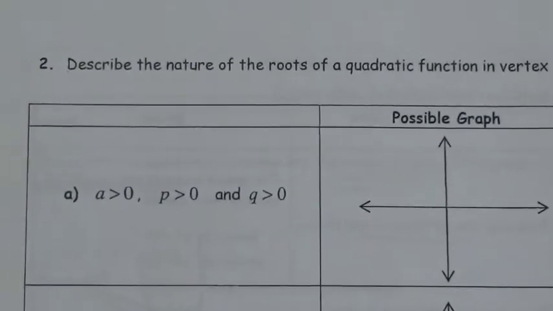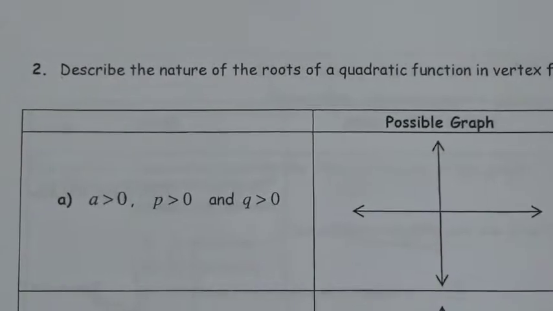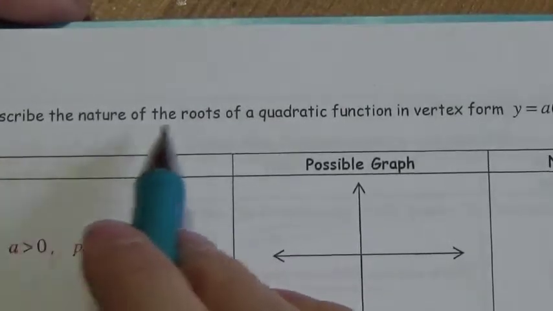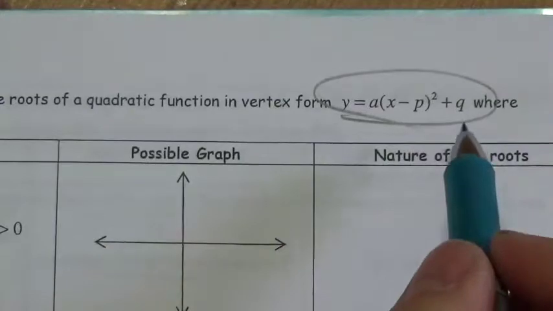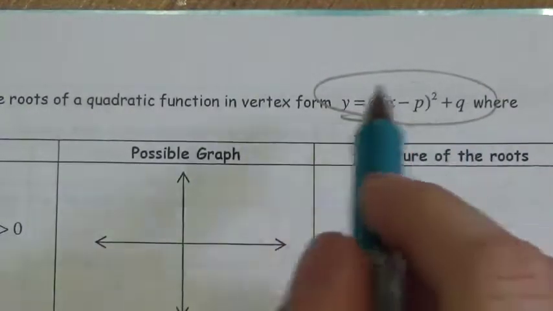Okay, we got one more question here, and actually, I'm really glad that a question like this is in this workbook. We're seeing more questions like this pop up on exams and whatnot. So we're going to describe the nature of the roots of the quadratic function in vertex form. So bear in mind, we're looking at it in vertex form, so we've got a times x minus p squared plus q.